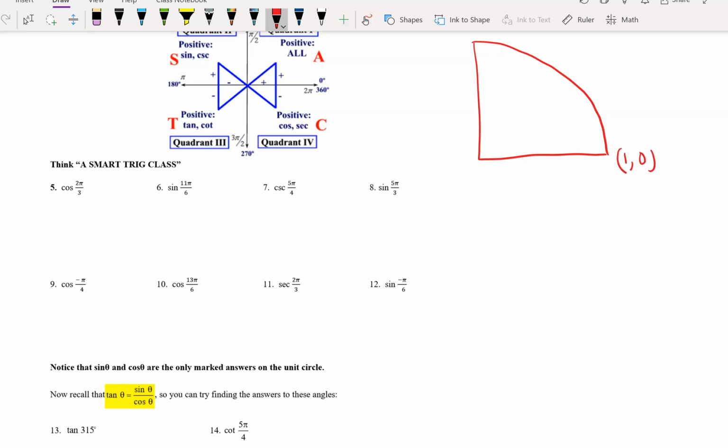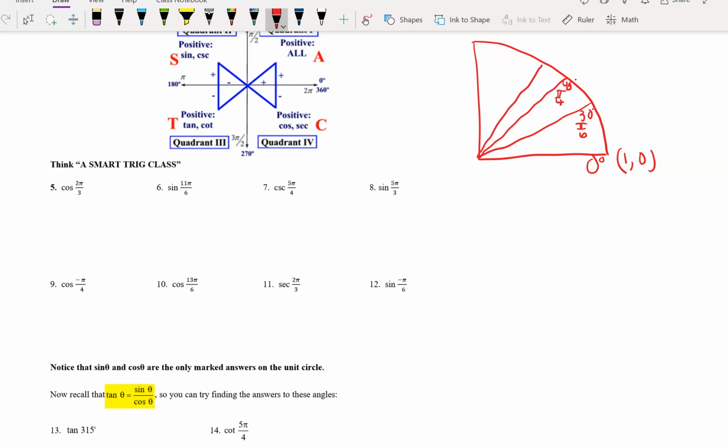And this is, the angle would be 0 degrees or 0 radians. And then the next one here is going to be 30 degrees, or that's the same as pi over 6. Then we're going to have 45 degrees, which would be the same as pi over 4. You should have these memorized.